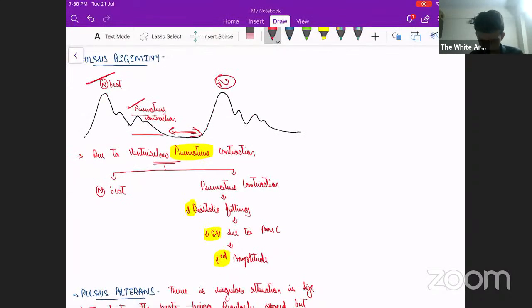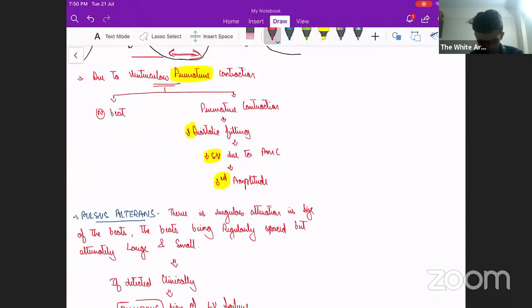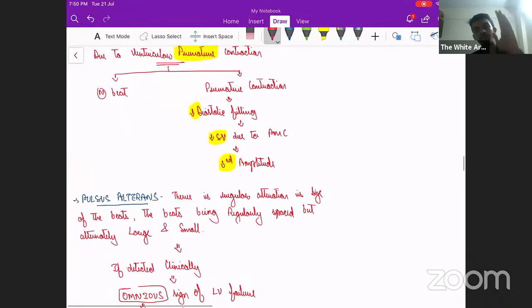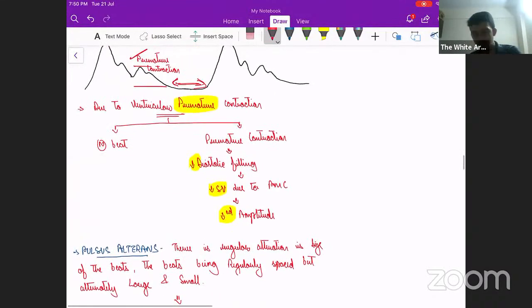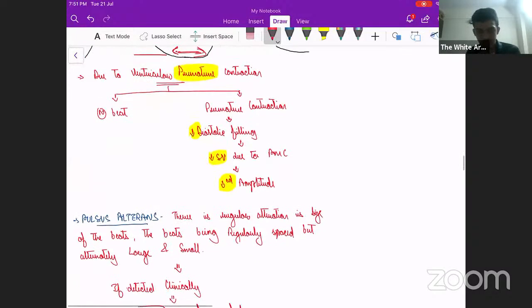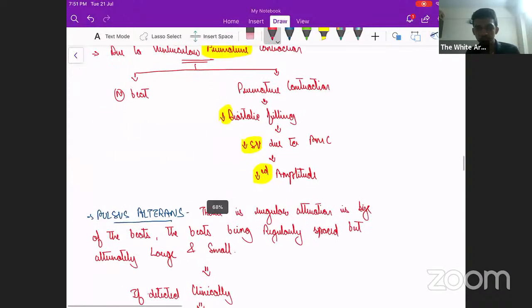This shouldn't be confused with pulsus alternans. What is pulsus alternans? There will be one high volume pulse followed by a low volume pulse. Where do you expect pulsus alternans? It is not just normal left ventricular failure, but severe left ventricular failure. If pulsus alternans is there, we can tell that the myocardium is very severely injured. It is one of the most specific signs clinically.